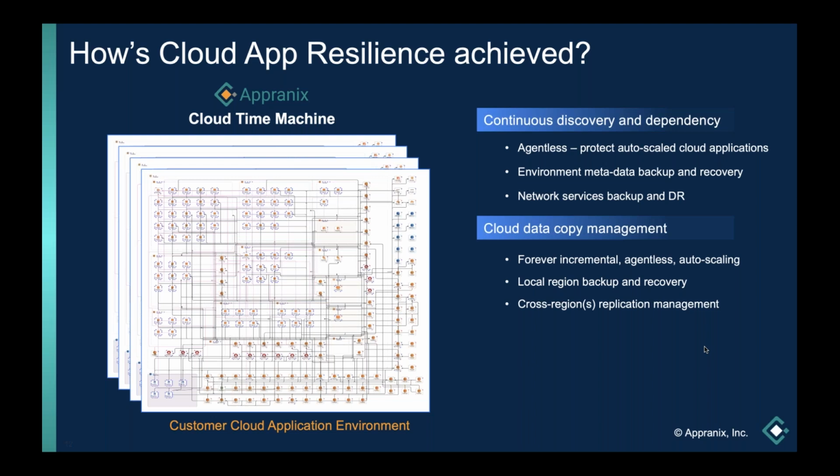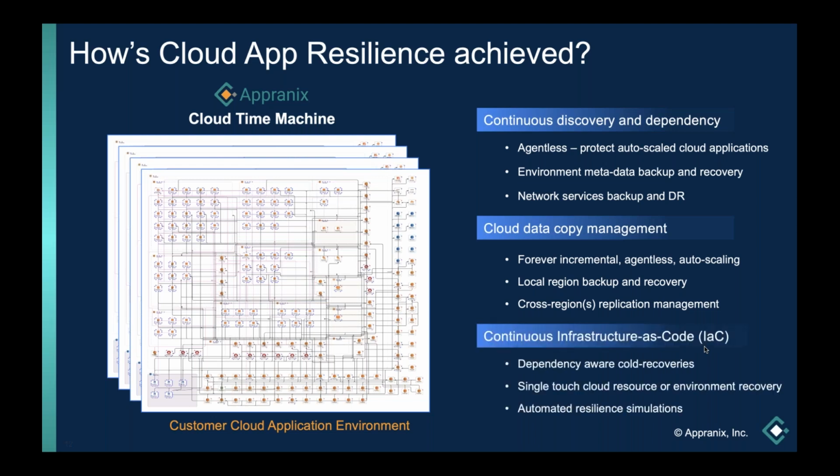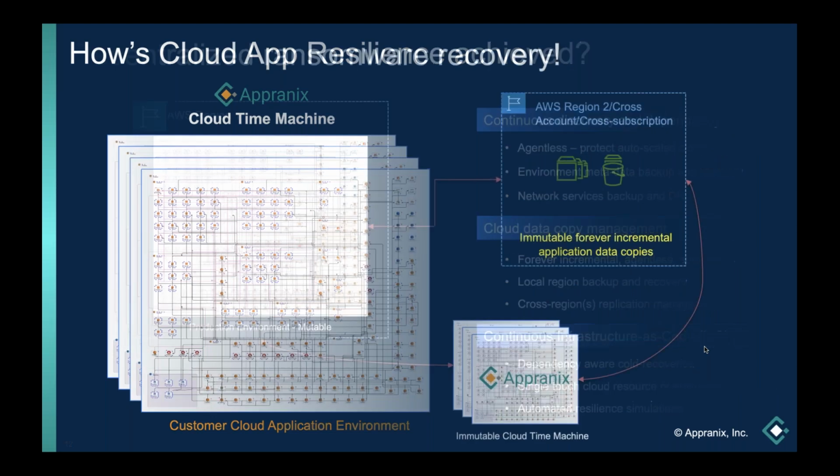Appranix enables that to happen seamlessly, forever incremental, completely immutable, snapshot-oriented copies. Unless you activate them, you cannot write into them. They are completely immutable by using cloud-native capabilities. That's the best of both worlds. Now, when it comes down to recoveries, Appranix understands them really well. But here is the best part.